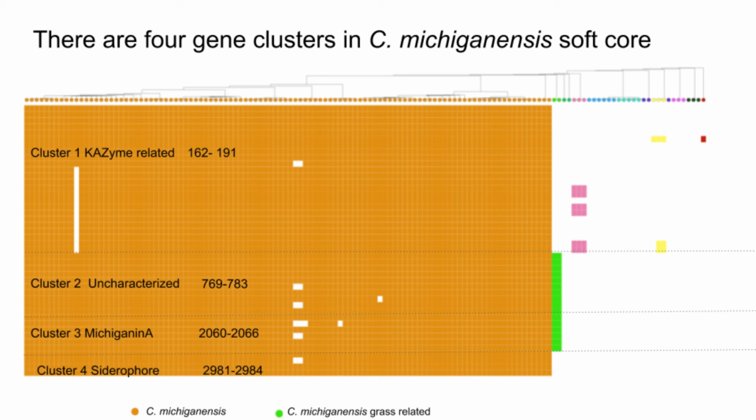Cluster 3 produces the metabolite michiganin A and thus serves as a positive control, since it is largely known that some families of these clusters are gene markers that allow us to differentiate C. michiganensis from other species of the genus.